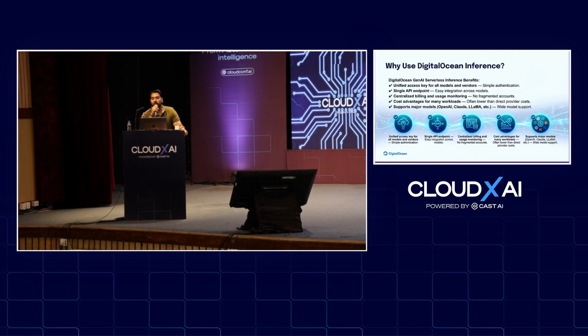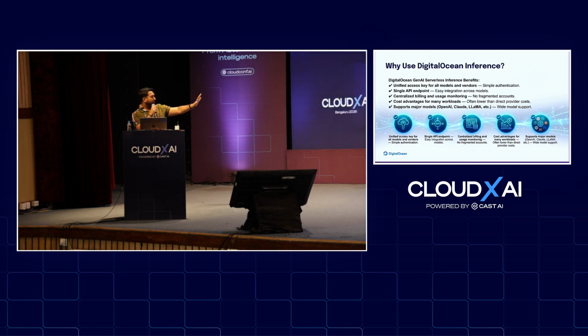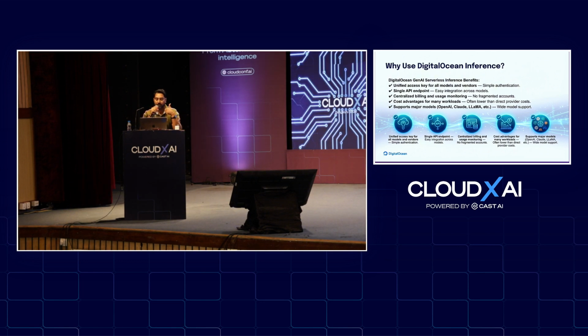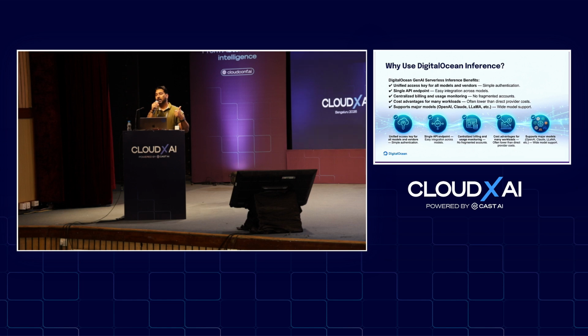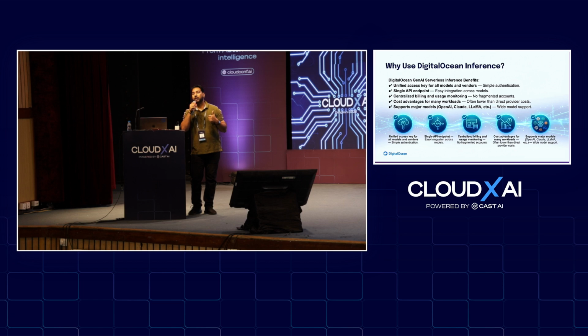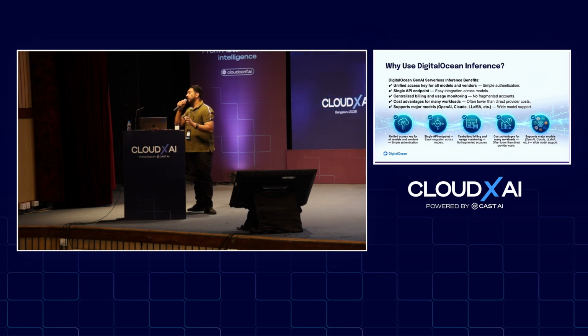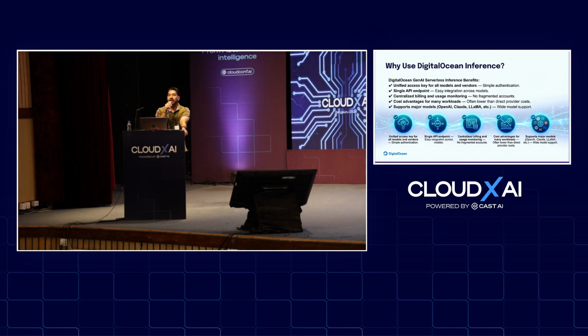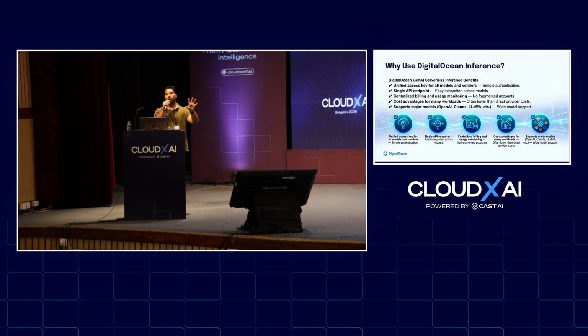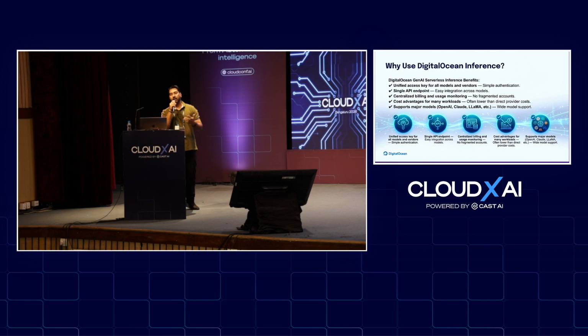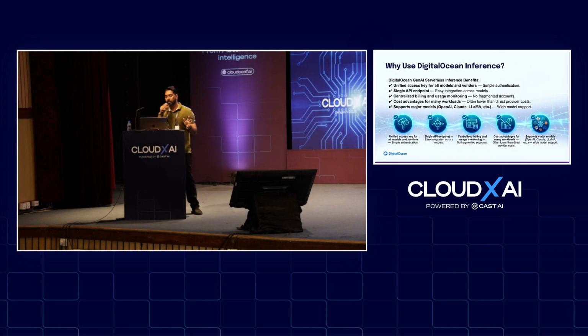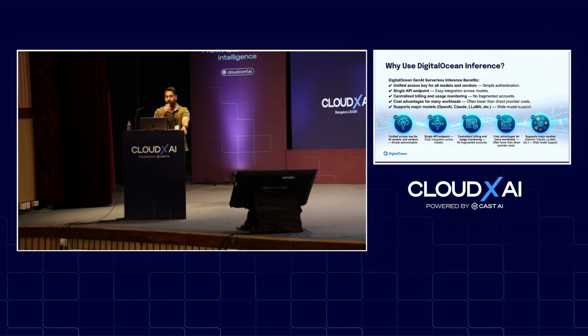So now why do we use DigitalOcean Inference? Everything that we talked about on the last slide about the benefits is all true here. First one is unified access key for all models and vendors. We will see that in the demo as well, but you only create one access key. That access key gives you access to the model endpoint, and that model endpoint gives you access to all the model providers and models available, right? Single API endpoint. So irrespective of which model you are using, you only have one endpoint to call, and then in your syntax you can change whichever model you want to use, right? So simple management, easy integration across models.